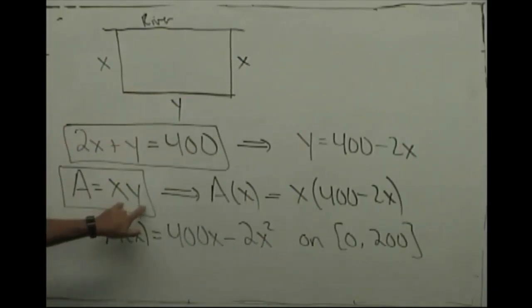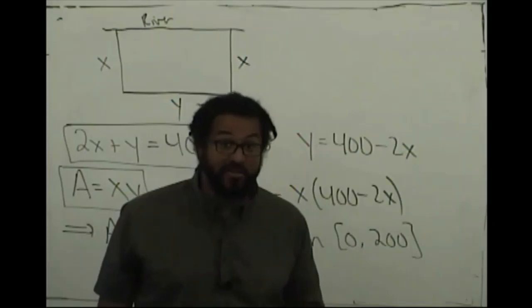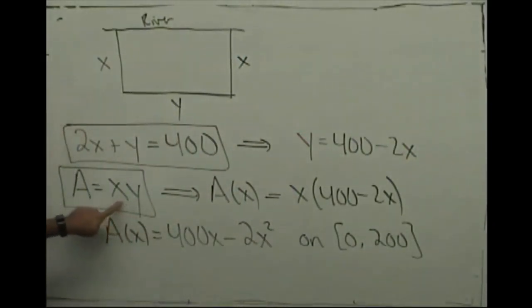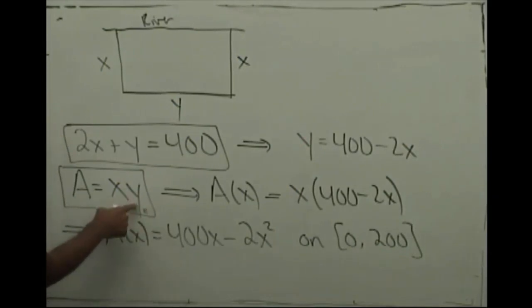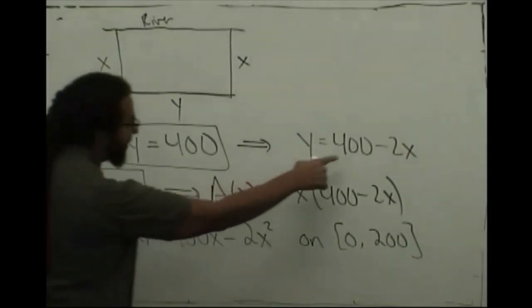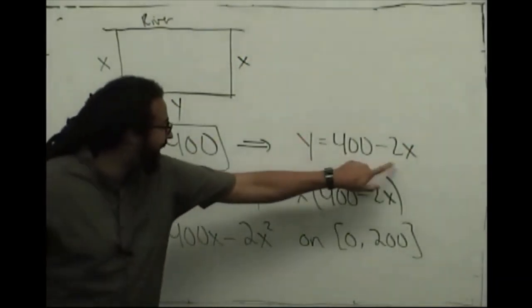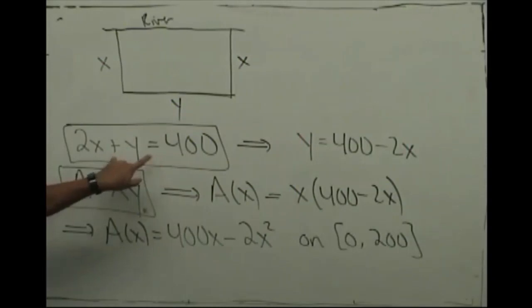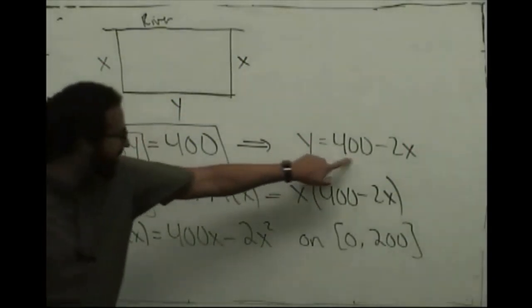The problem here is that area is expressed in terms of two variables. We know how to maximize and minimize things in one variable. So the thing to do here is to write area as a function of just one of these two variables. I'm going to solve for y in terms of x. So now I can replace y with 400 minus 2x.